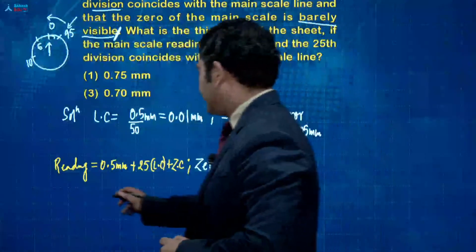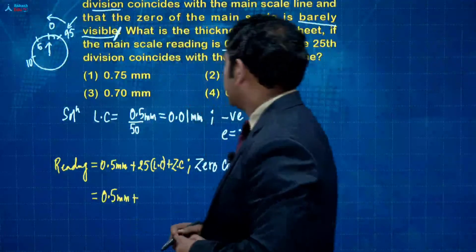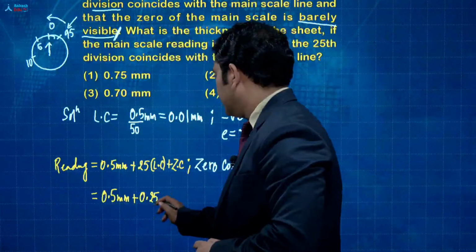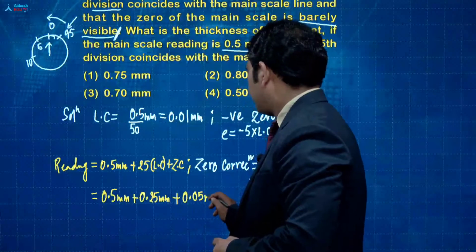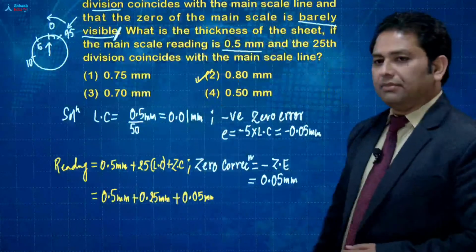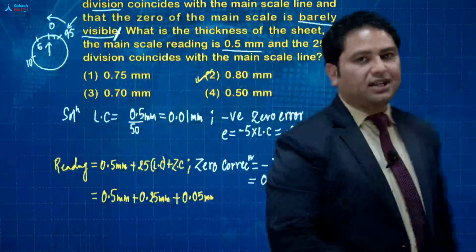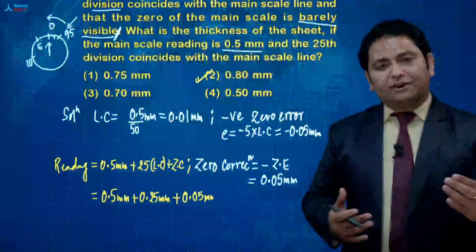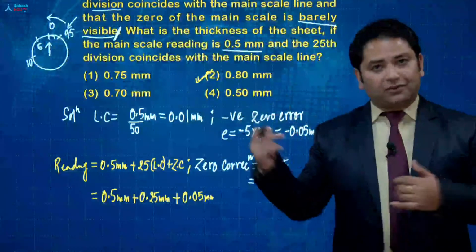Okay. Now let's see. This is going to be 0.5 millimeter plus 25 multiplied by least count. How much is that going to be? 0.25 millimeter, plus zero correction is 0.05 millimeter. I think we are done. So this is going to be 0.80 millimeter. Guys, you don't know what an important piece of information that we have solved. I have seen hundreds and hundreds of students fumbling and getting confused when it comes to calculating the reading of a screw gauge with zero error, and we have done it successfully.